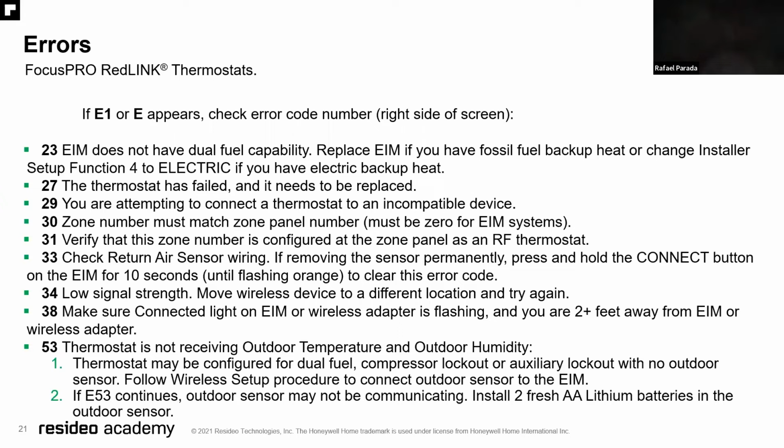So either we need to change the IUU setting for the correct system type, and if this is the correct system type, if it is a heat pump with fossil fuel backup, definitely we need to add an outdoor sensor. If we actually added the outdoor sensor and the E53 continues, probably the sensor is not communicating. So what we need to do is install 2 fresh AA lithium batteries in the outdoor sensor and give it a try again. Try to connect the sensor to the thermostat, actually to the EIM. And if that doesn't work, probably it means that we need to replace the outdoor sensor.